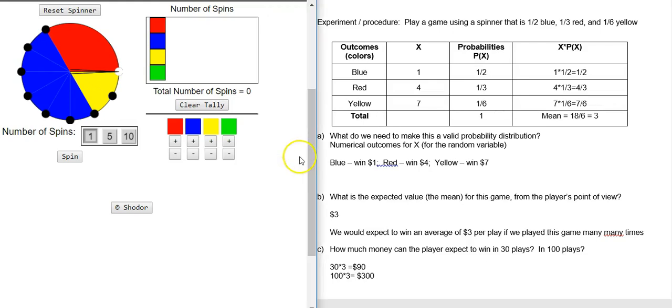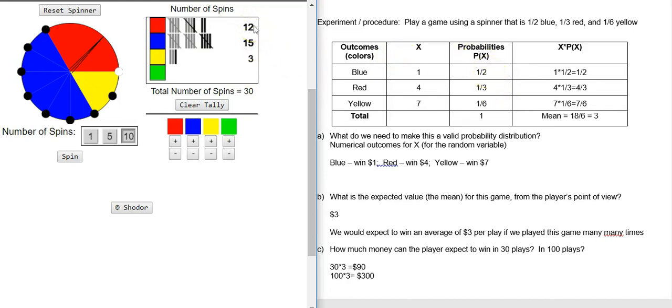Now let's go over here and actually do this a few times. I'm going to set this to 10 so that I don't have to spin a whole bunch of times in a row. So what we came out with here, in 30 spins, we actually got blue 15 times, which is exactly half of the time. That one came out to be exactly what we were expecting.